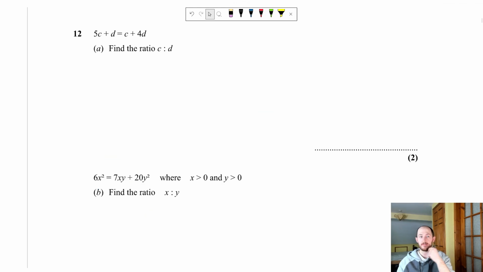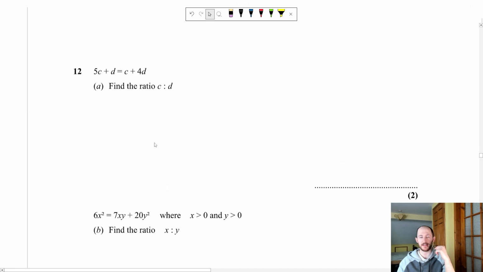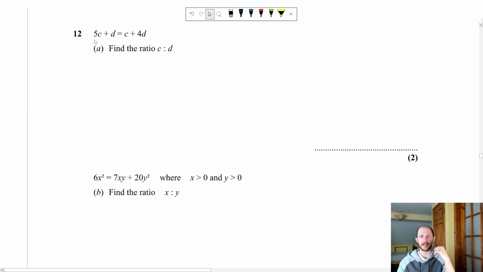And here is a very unique ratio question, to be honest. Part A is pretty standard, but part B, it's pretty spicy. It's pretty unique. I like it. So for part A, we have 5c plus d is equal to c plus 4d. Find the ratio of c to d. A lot of students would again be a bit confused, but remember, all they're asking you for the ratio of c to d is how many times bigger is c than d, or vice versa. That's all it tells you.